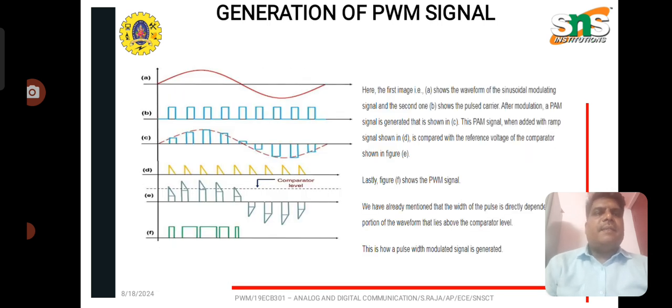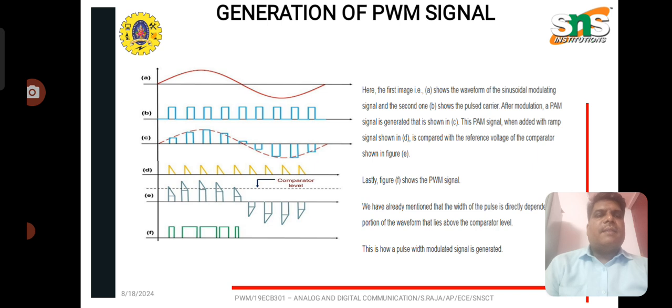Here the first image shows the waveform of the sinusoidal modulating signal and the second one shows the pulse carrier after modulation. A PAM signal is generated, shown in figure C. This PAM signal, when added with the ramp signal shown in D, is compared with the reference voltage at the comparator shown in figure E. Lastly, figure F shows the pulse width modulated signal.